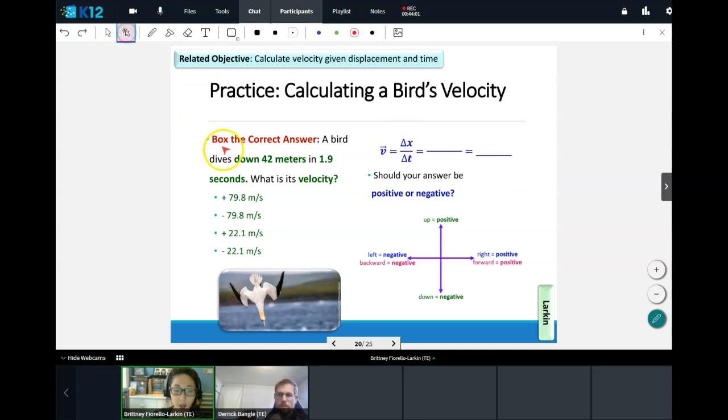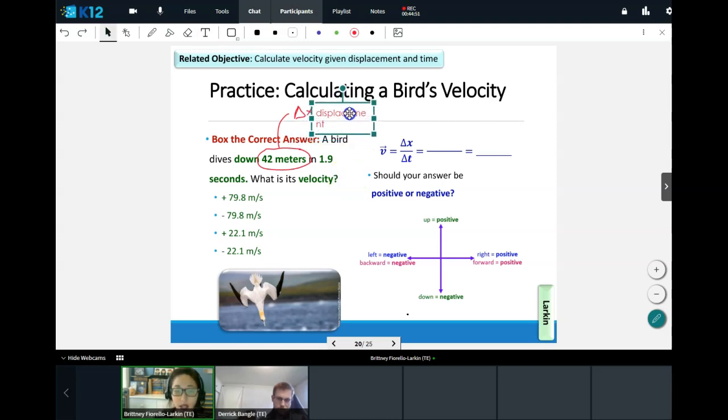Taking a look here, a bird dives down 42 meters in 1.9 seconds. What is its velocity? Sorry, looking here, 42 meters, is that velocity, displacement, or time? Tell me in the chat box. Yes, this is actually our displacement. Smiley faces in the chat box if that makes sense. This is our displacement or our distance, right? So meters is a displacement or a distance.